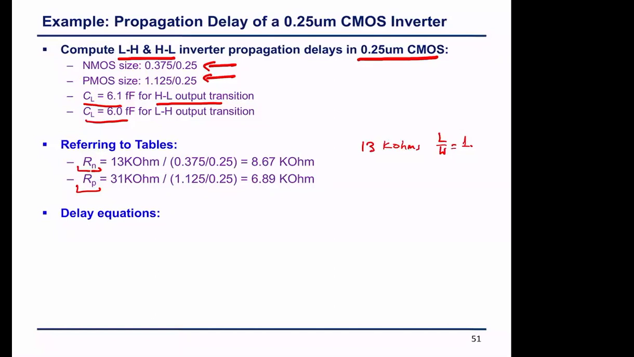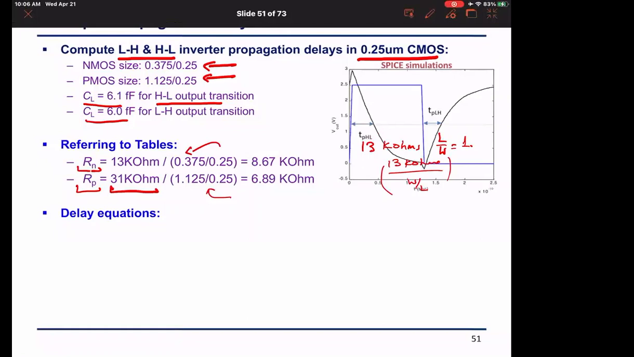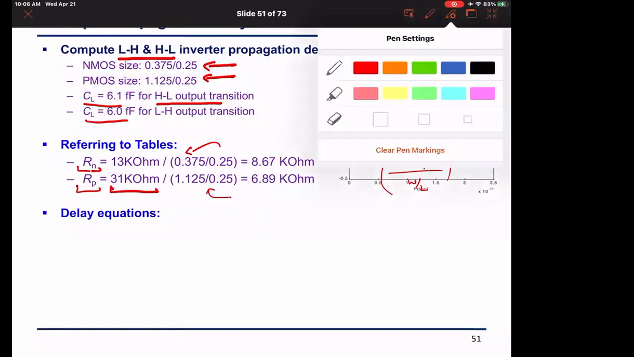So automatically what I'm going to do is divide 13 kilo ohms by W by L to find the pull down resistance, and the same to find the pull up resistance, but of course I need to use the table value for the P. Okay, now what we do here is look at the delay equations for the Tp high to low and Tp low to high and find the average delay value.